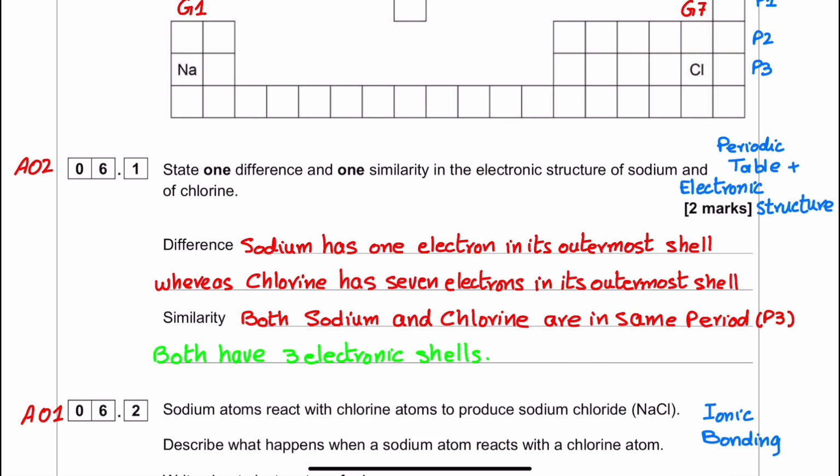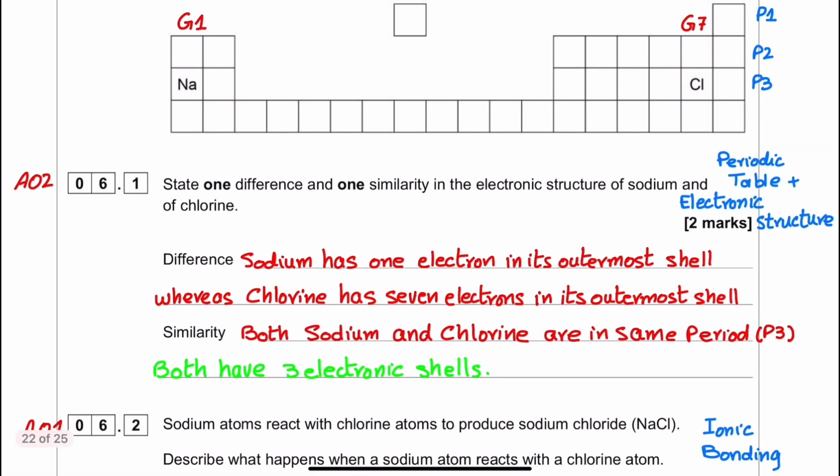State one difference and one similarity in the electronic structure of sodium and chlorine. If we look here in our model answer, sodium belongs to group number 1, so it has 1 electron in its outermost shell, whereas chlorine belongs to group number 7, so it has 7 electrons in its outermost shell.